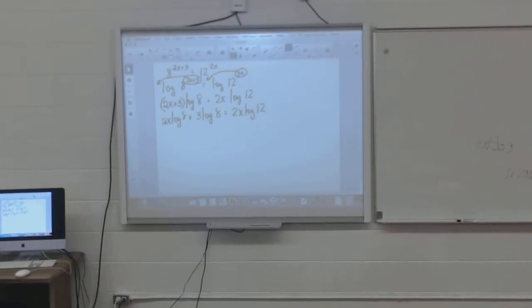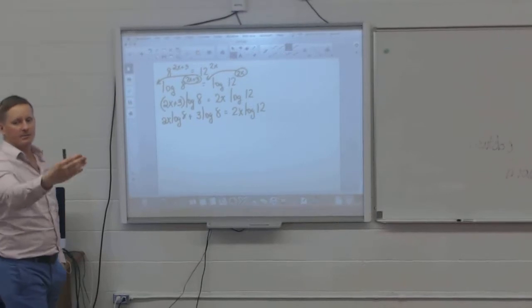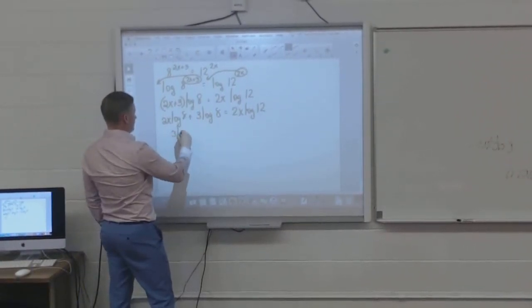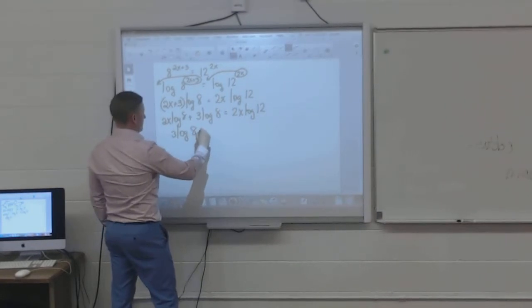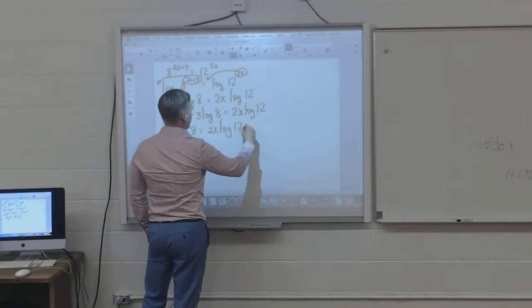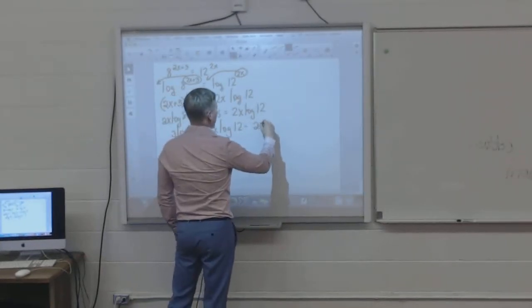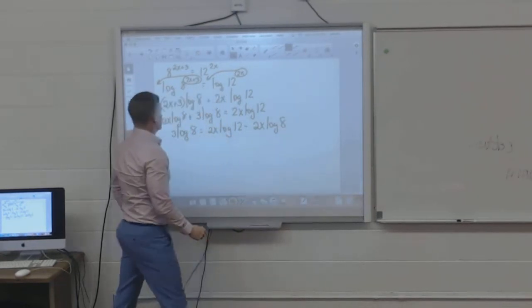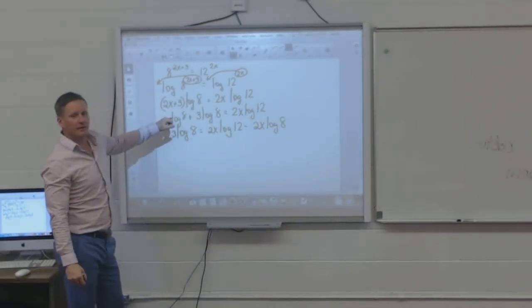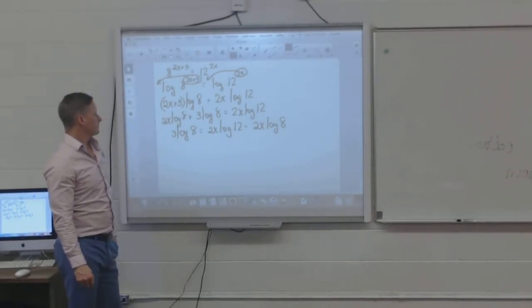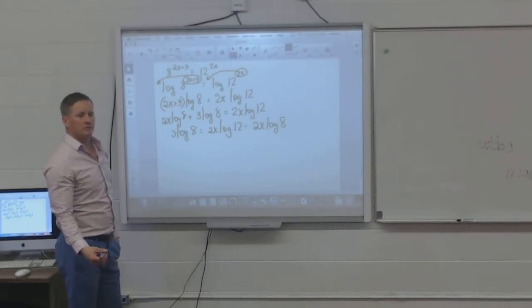Now what I'm going to do is put the x's on the same side of the equation. So I'm going to leave 3 log 8 here, and I'm going to get 2x log 12 minus 2x log 8. So I subtracted this guy to the other side. That's the guy I was working with. Following?